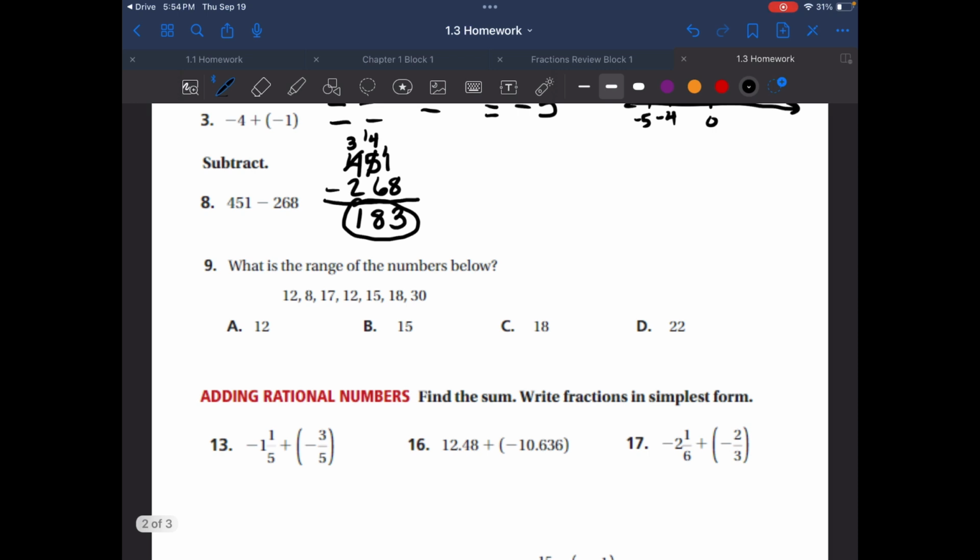For number 9, it is asking, what is the range of the numbers below? In 6th grade, hopefully you had learned that the range of a number set is, well, how big is a set of numbers? Or how big is a data set?